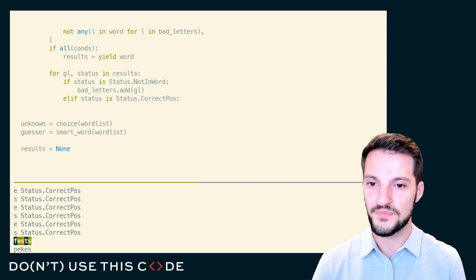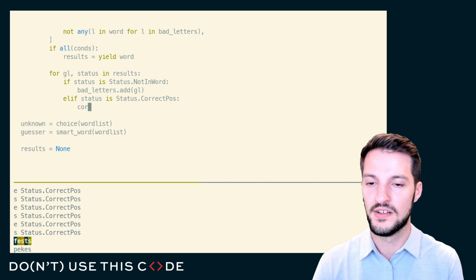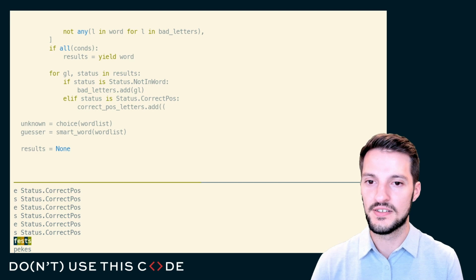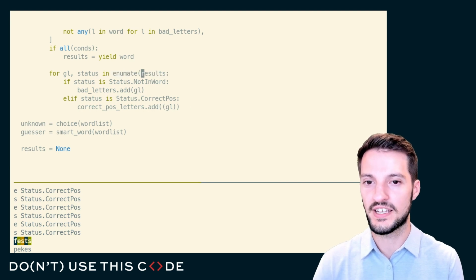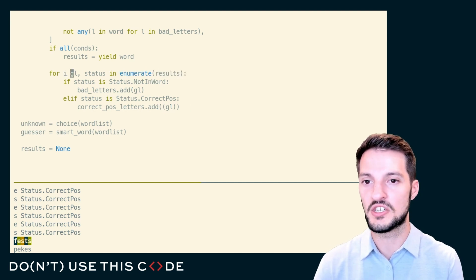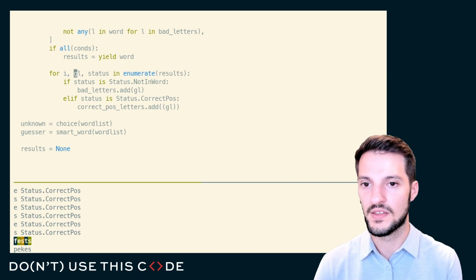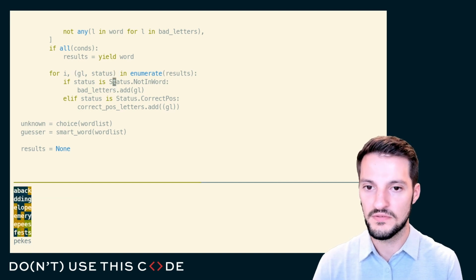And so what I can do is I can take my current position letters set here, correct, and I can add to it the guessed letter. But since I also need that position, I need to add in just a little bit more here. I can enumerate over this and seal that, and then I have access to the position of that letter. Okay, there we go.